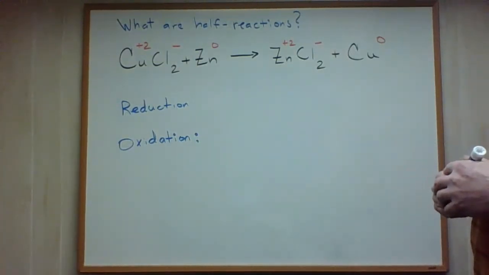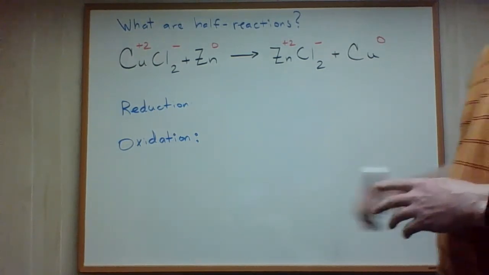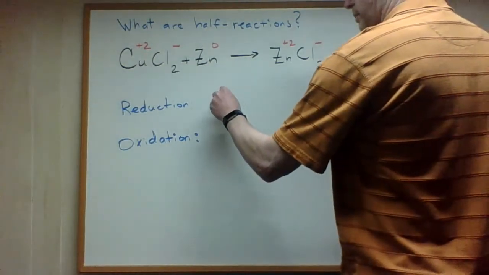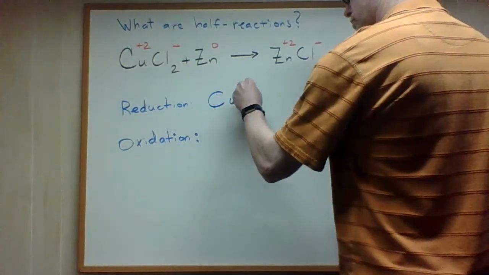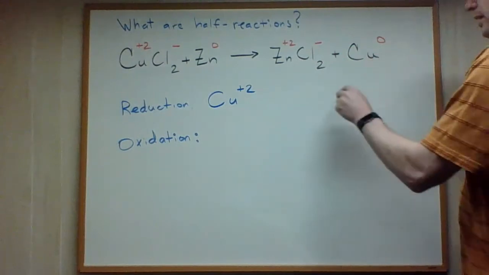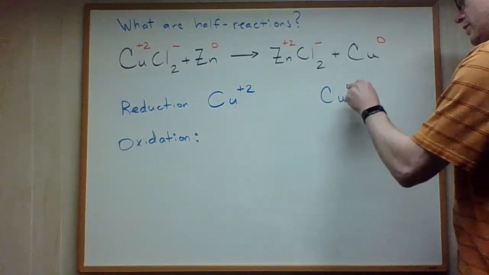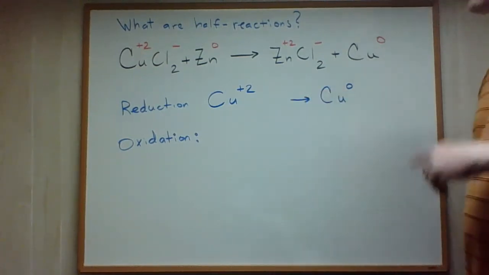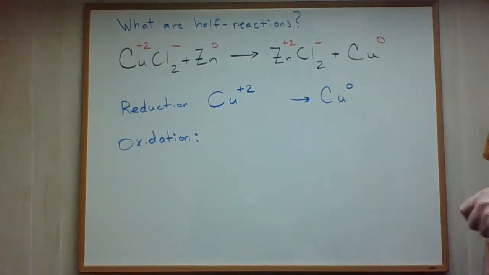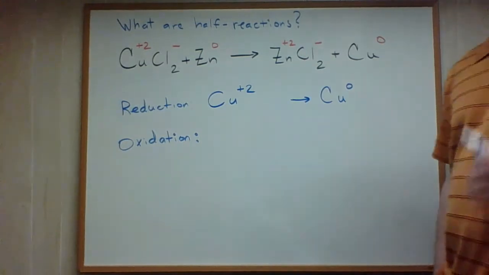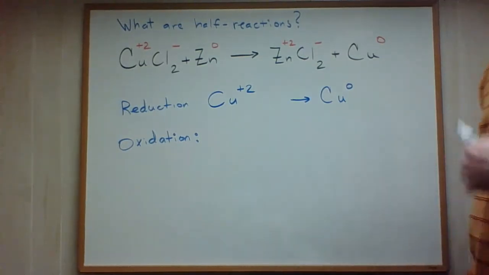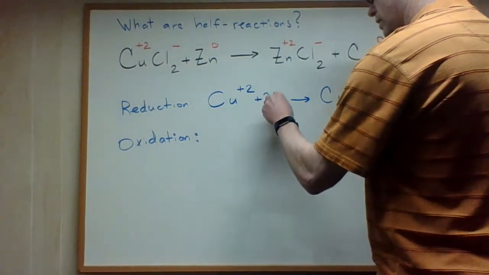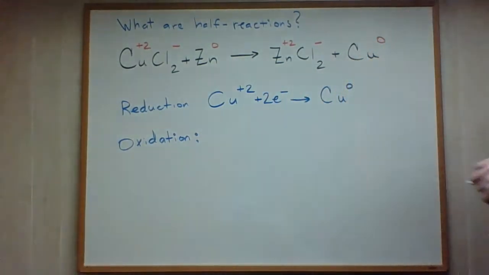So first of all, for the reduction half reaction, we're going to start out with copper plus 2. So just write that right out of the top part here. Copper plus 2, all right? And then it ends up as copper 0. Now the important part to remember here is, in order to get from plus 2 to 0, something had to change, which was the number of electrons. So in order for that to happen, this copper ion must have gained 2 electrons. Okay, so that's kind of the new part here.